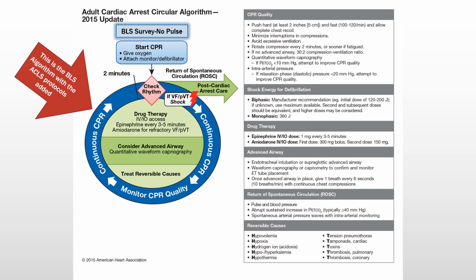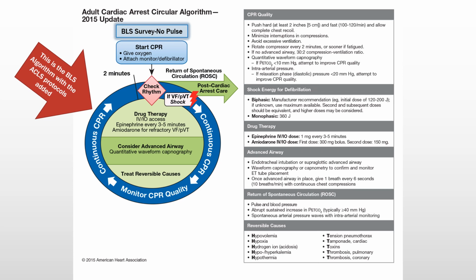All right, so we're going to try and establish IV or IO access, and then we're going to give epinephrine every 3 to 5 minutes. The dose that we give is epinephrine 1 milligram every 3 to 5 minutes. And if we have a shockable rhythm, there's only two: VFib or pulseless VTach, then we would administer amiodarone. The first dose is 300 milligrams and the second dose is 150 milligrams, okay? And that's it.